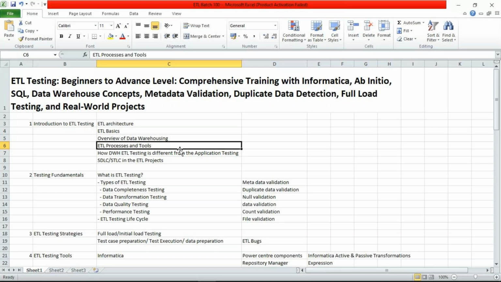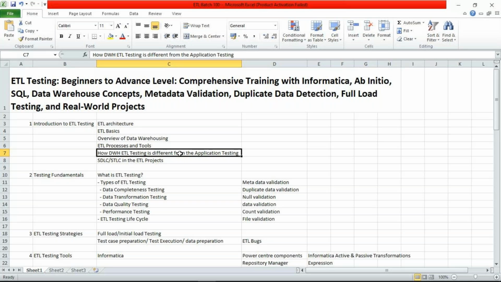Then we'll see how data warehouse testing and ETL testing is different from software testing. We all know what software testing is. We test software for its functionality, for its performance, how the software is working. But ETL testing is a little bit different from that. So what is the difference? We'll see in this training. That will help you to understand what ETL testing is and why we perform ETL testing.